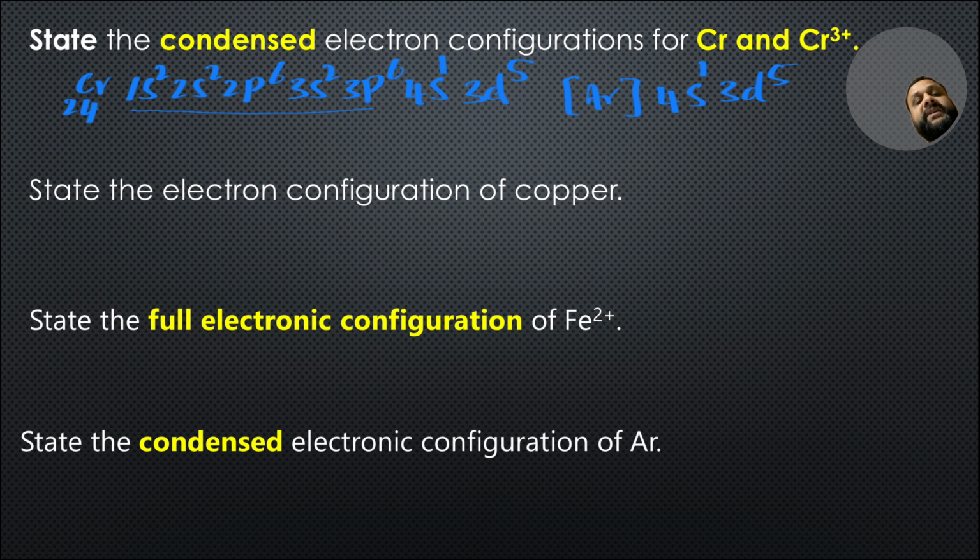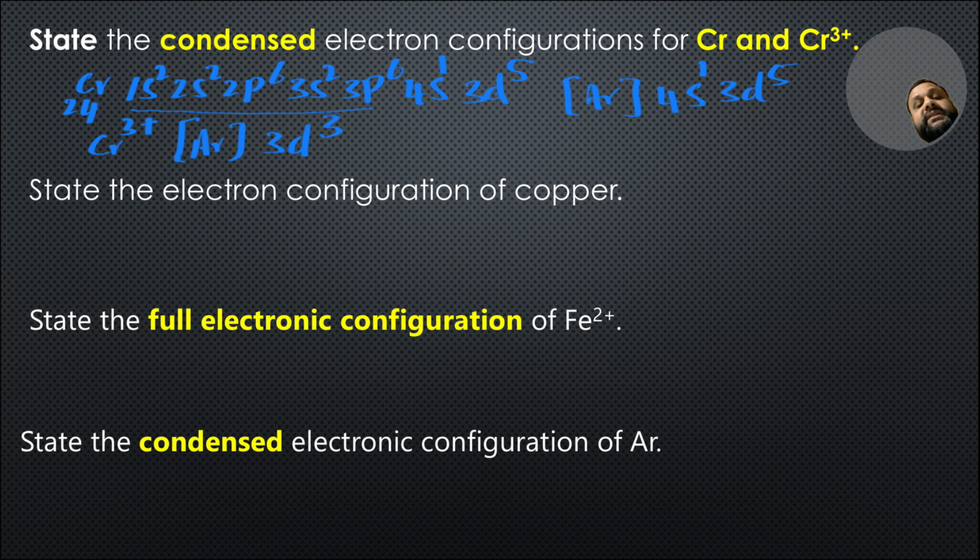So next is chromium 3 plus. For chromium 3 plus, we need to remove 3 electrons from chromium. So argon as it is, we need to remove electrons from 4s first. So there will be nothing in 4s, and 3d will have 3 electrons. So this is how we can write down electron configuration of chromium and chromium 3 plus. So better to start with the full and then condense it.